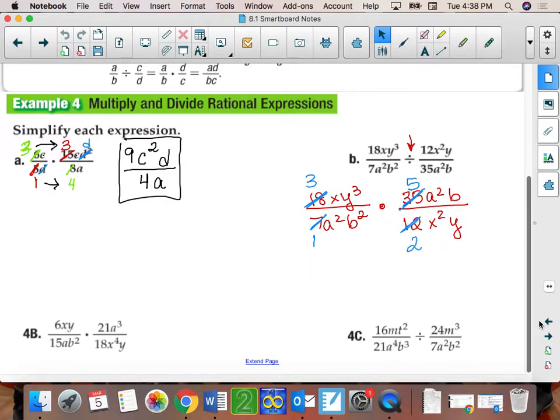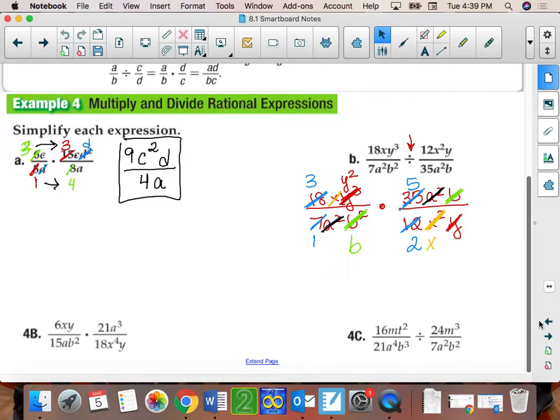Okay, and now I'm going to start looking at my variables. So I see an A top and bottom, and these are both an A squared, so those can just go away. I see an X to the first on top right here, and there's 2 of them down here on the bottom, so if I cancel out 1, I'm just left with 1. I also see some B's here. I see 1 B on top, 2 on bottom, so if I cancel 1 out, I'm left with 1. And then lastly, I have these Y's. I have 1 down here, 3 up here, so if I cancel 1 out, I have 2 left.